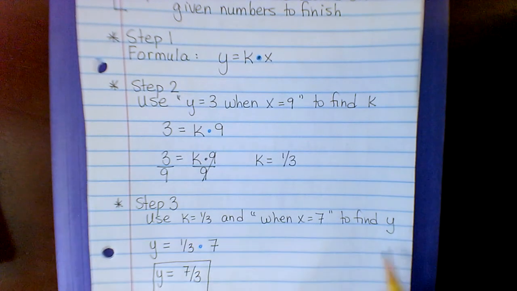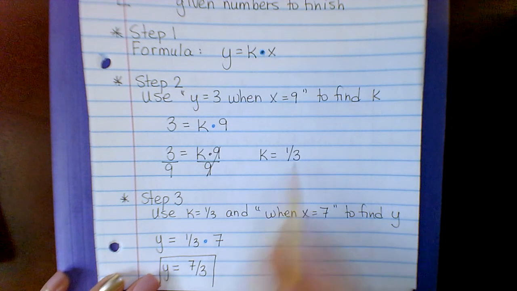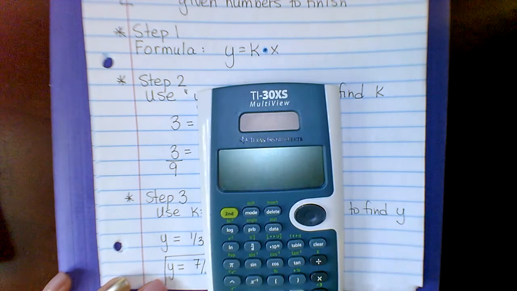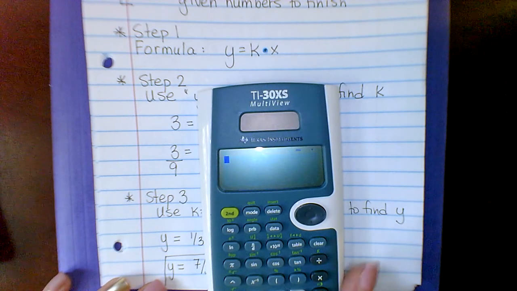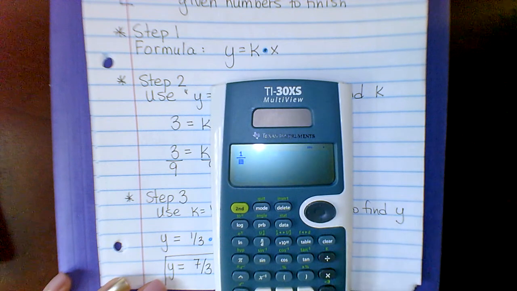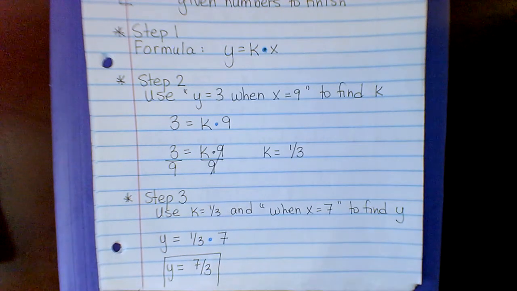Man, that's crooked. Sorry about that. All right, back to the formula. y equals k, that I just found, times x, which is 7. 7 times 1/3 is 7/3. If you don't want to do that in your head, you can always use the calculator. You hit the n over d button here. We get 1/3 times 7 is 7/3. So you don't have to worry about doing that in your head.